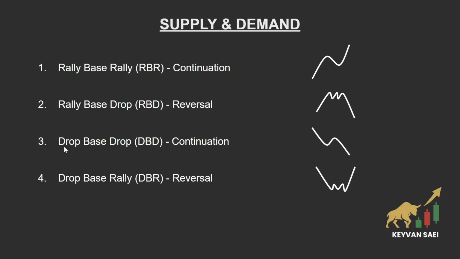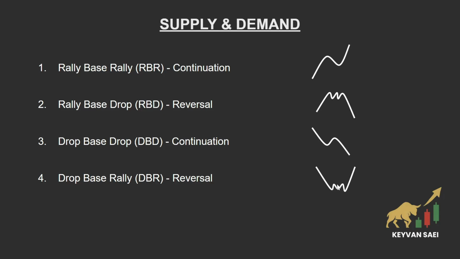Scenario number 3 is a drop, base, and a drop, which is a continuation in a downtrend. You can see the drop, you can see the base, and you can see a further drop. This base right here would be our point of interest, where the supply would be drawn. And then scenario number 4 is a drop, base, rally, which again is a market reversal. We have a drop, then a base, and then a rally, with this base being our point of interest.